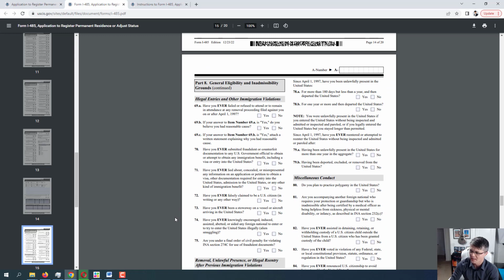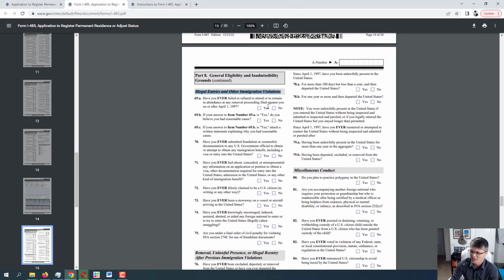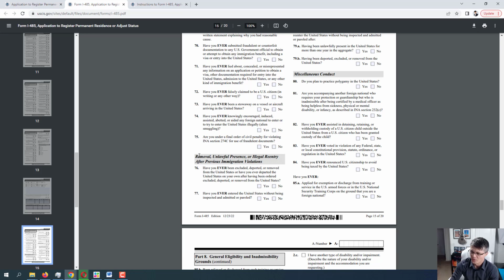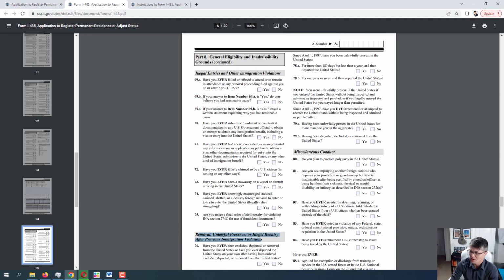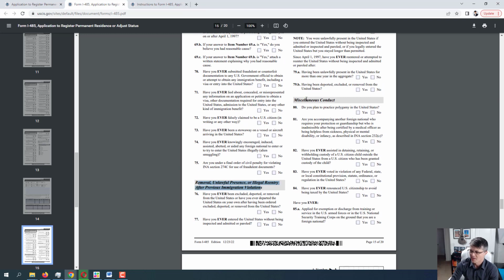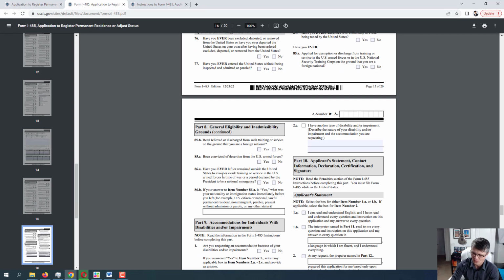We're almost done. We have some more illegal entries and other immigration violations. Yes or no question. Removal, unlawful presence and stuff like this. Violation, again with immigration. Yes or no questions. Miscellaneous conduct. Do you plan to practice polygamy in the United States? Okay, hopefully not. Have you ever assisted in detaining, retaining, or withholding custody of a U.S. citizen child? Again, hopefully not. All of these answers, you'll have to go through and answer them.